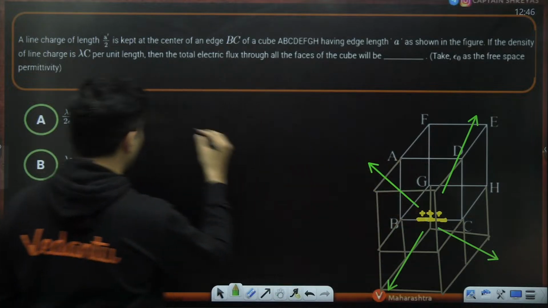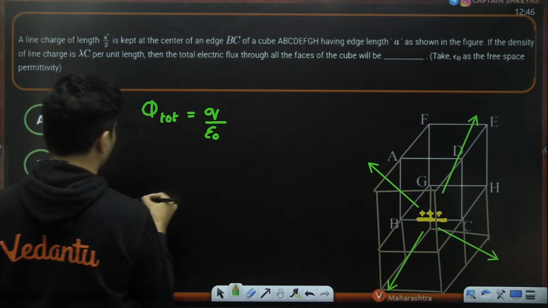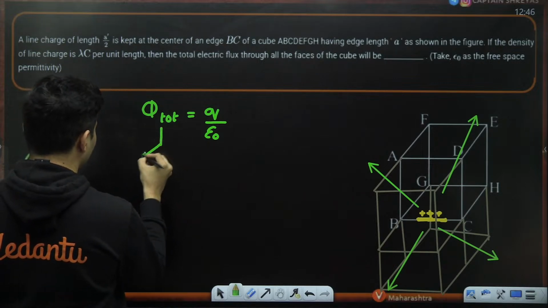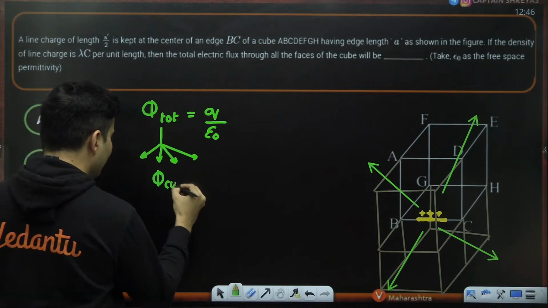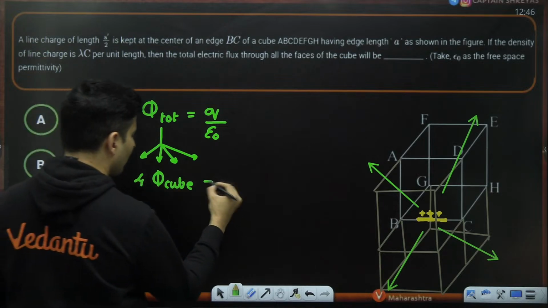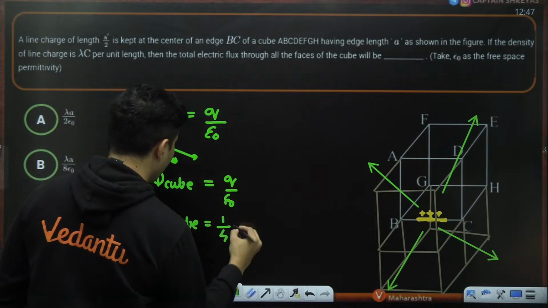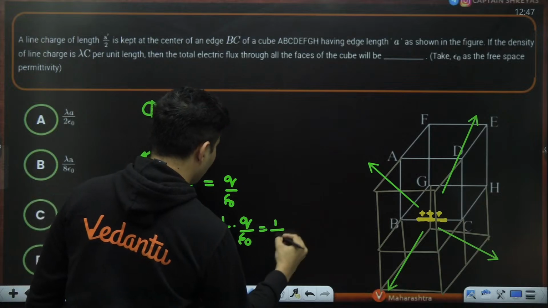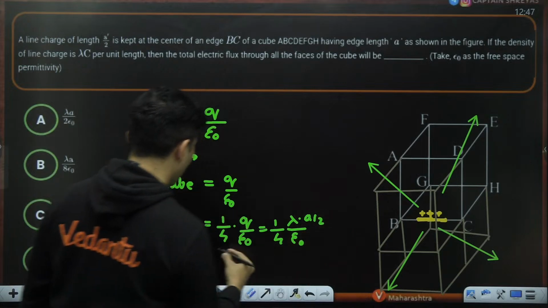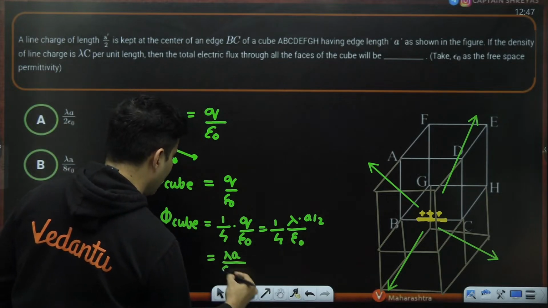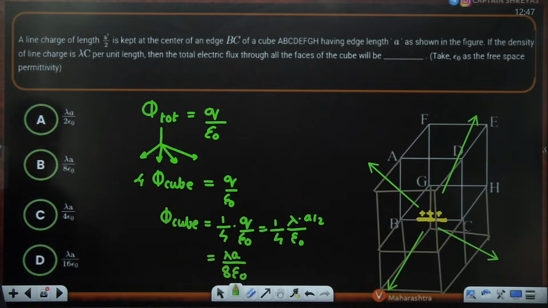So think of it this way, the total flux would be the charge by epsilon naught, but that flux is divided in all the 4 cubes equally. So the flux through any one of that cube multiplied by 4 is nothing but q by epsilon naught. So the flux through that particular cube is 1 by 4 q by epsilon naught. But what is that q exactly? It is lambda into the length, which is a by 2. So it will become lambda a by 8 epsilon naught, which is option B, of course.